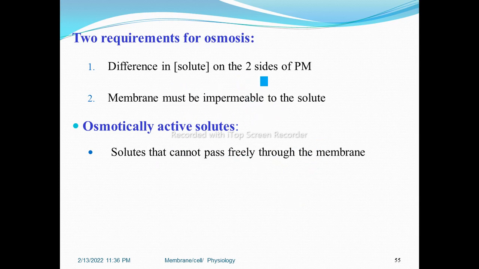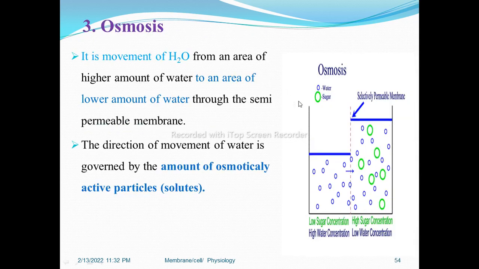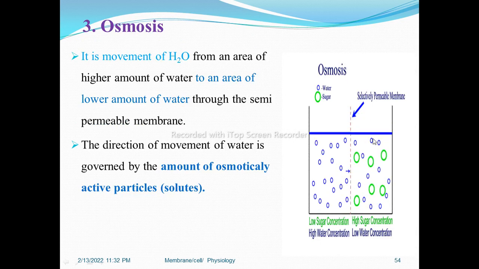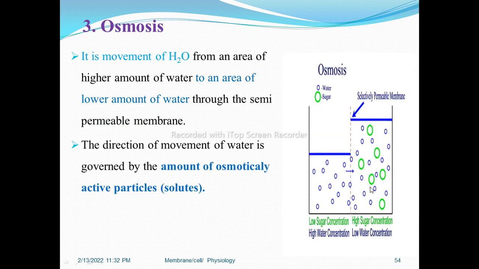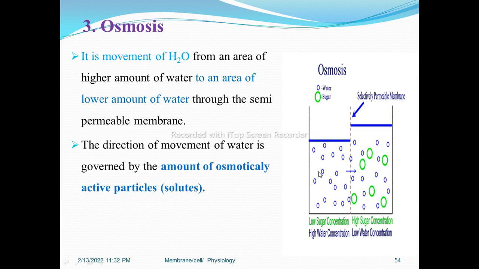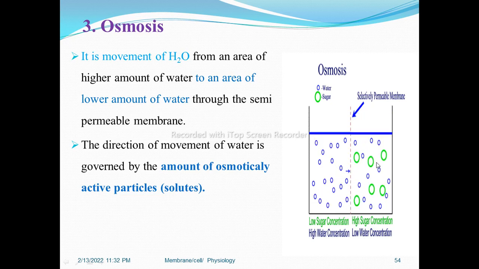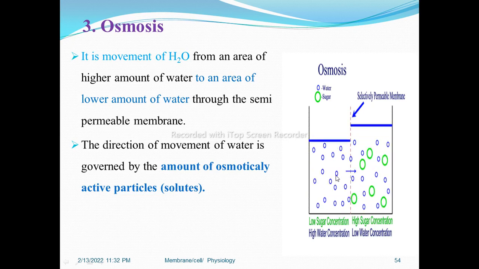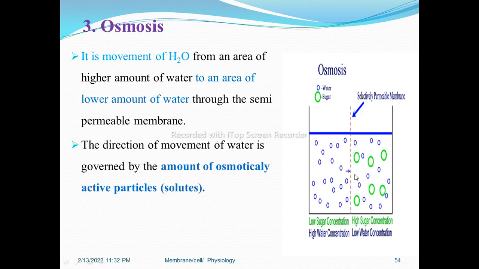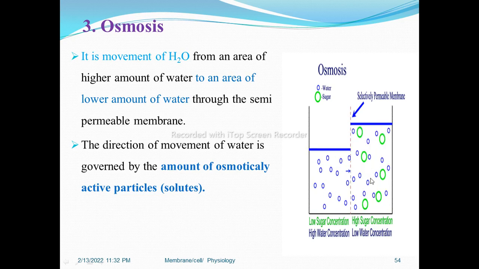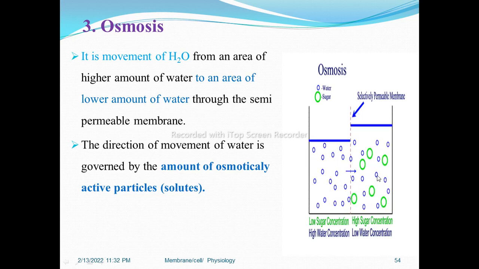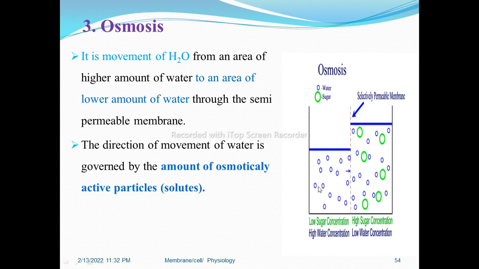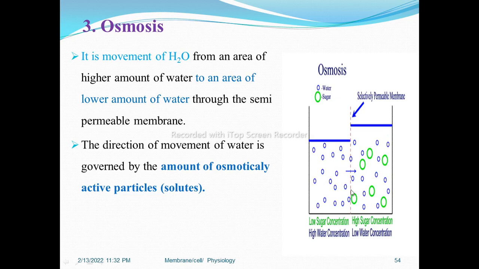So there must be a difference in solute on the two sides of the plasma membrane. For osmosis to occur, a solute difference should be present. So this is a high solute area, this is a low solute area. In order for osmosis to occur from high concentration of water to the low, a solute difference should be present. High solute, low concentration of water; low solute, high concentration of water. So solute amount is important for initiation of osmosis.